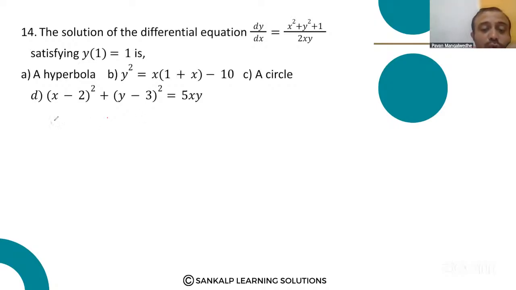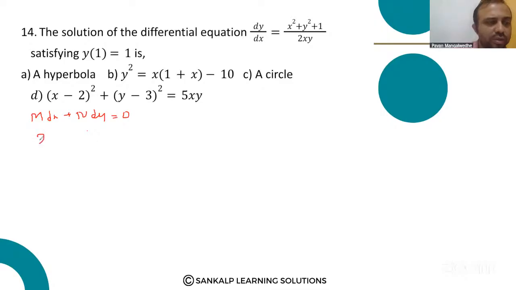Okay, I hope you got some clues and an idea for this. Let me try to solve this. Try to recognize the given equation, that is dy by dx is x square plus y square plus 1 by 2xy. Try to rearrange it in the form of M dx plus N dy. Something is not writing properly. Just a minute, students. Write this in the standard form, that is M into dx plus N into dy is equal to 0. Rearrange in this form.